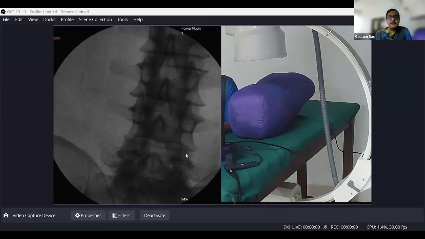So there is a principle which is called ALARA. A-L-A-R-A, ALARA. And a multiple choice question comes, what is ALARA? ALARA full form is as low as reasonably achievable. What is the full term? As low as reasonably achievable. Reasonably achievable, what is the meaning of that?